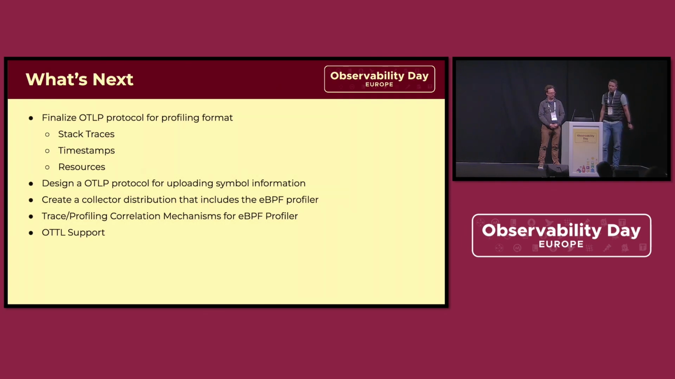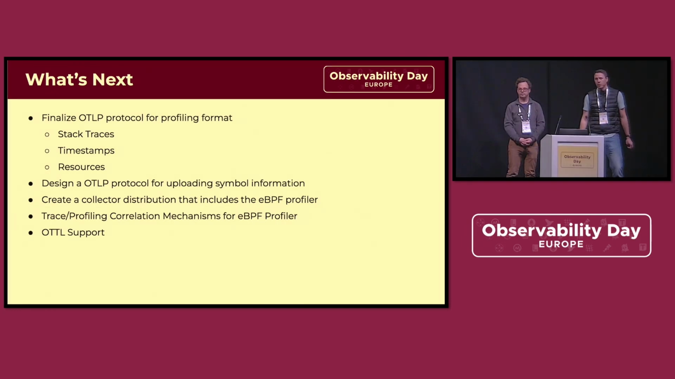We also need to work on a protocol for uploading symbol information. By default, an eBPF profiler collects stack traces as just numbers of program counters, so you just get a number for your stack frame, and that's not very useful. For decoding those numbers into function names, file names, and line numbers, you need a protocol for uploading symbol information, which might not always be on the host. So OpenTelemetry needs to standardize that.